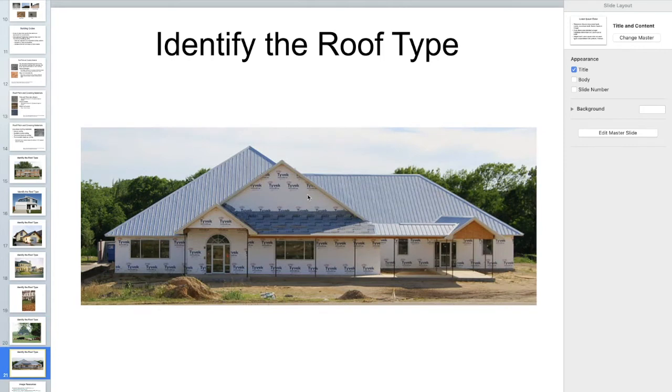So with this one here, we see the gable on the front, and we also see the hip. For them to come together, we know we would have a valley. So it's really a hip with a valley and gable.